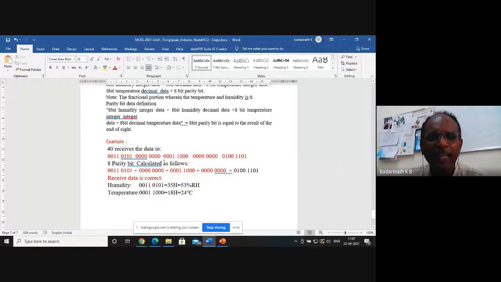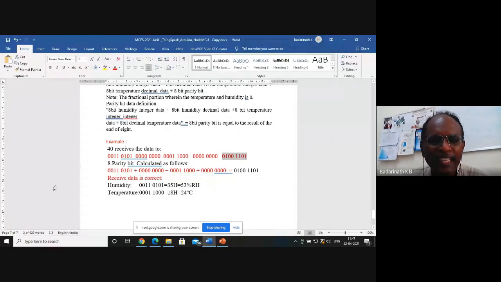For example, I have taken one example here. If this is my 40-bit data, look at that: the decimal portion is generally 0, and here also the decimal portion is 0. Now, what is the parity? I'll add all these numbers. The parity is 0100 1101. It is similar to whatever you received. That means the data is correct.